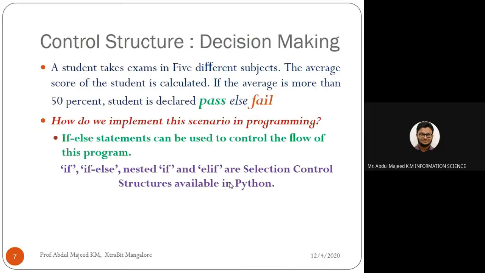Control structure, decision making. Here we are discussing how to make decisions by using a Python program. Sometimes we have one option, where we can skip that option or continue. Sometimes we have two options, and we have to select one choice. Sometimes we may have many options.